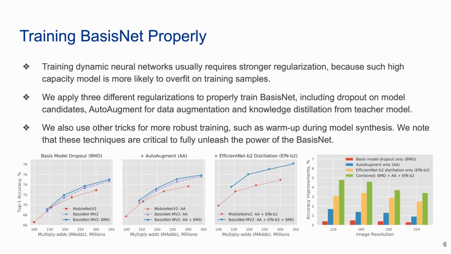From our experiments, we find BasisNet is more difficult to train, partly because its high model capacity can easily lead to overfitting. We apply multiple regularizations, including dropout on model candidates, more aggressive data augmentation, and knowledge distillation. We also use other tricks for more robust training, such as warm-up during model synthesis. We emphasize that these techniques are critical to fully unleash the power of BasisNet.